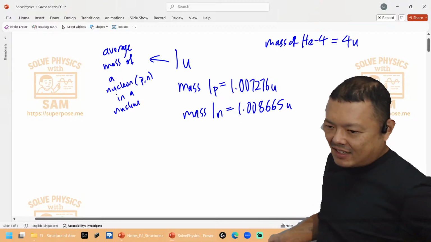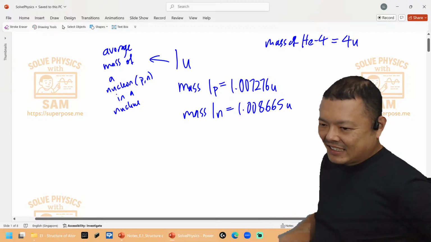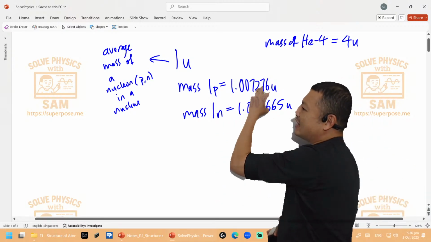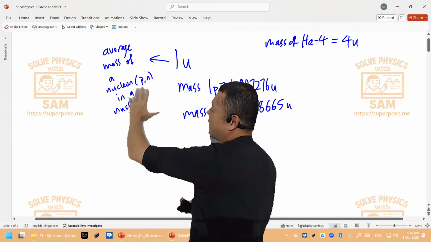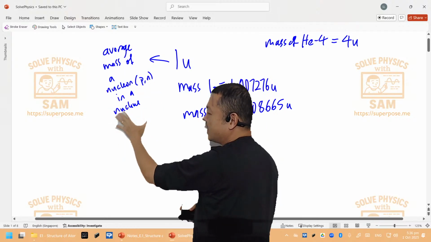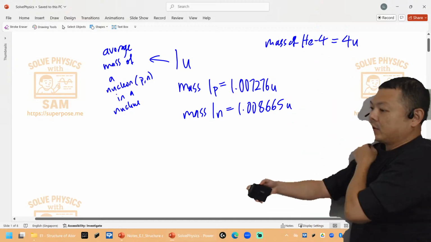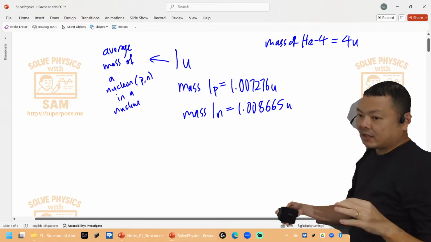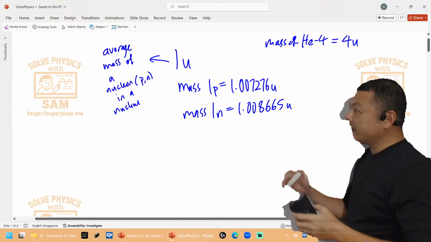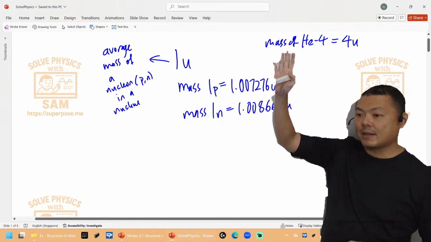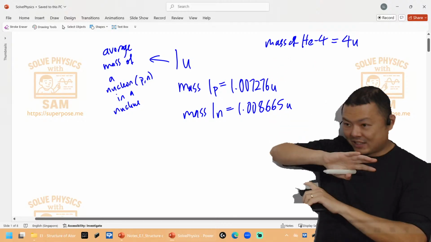Okay. Right? The liposuction thing, right? So they lose a little bit of mass, and therefore on average, all protons and neutrons inside the nucleus would have 1 U worth of mass. So if I ask you what's the mass of helium-4, and you take 2 individual protons and 2 individual neutrons, add it up and say that's the mass, right? It's not right.